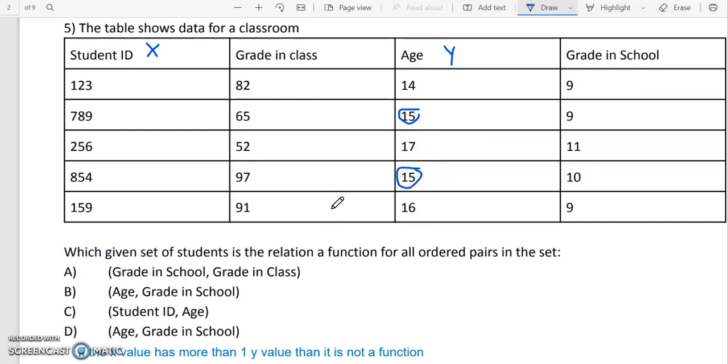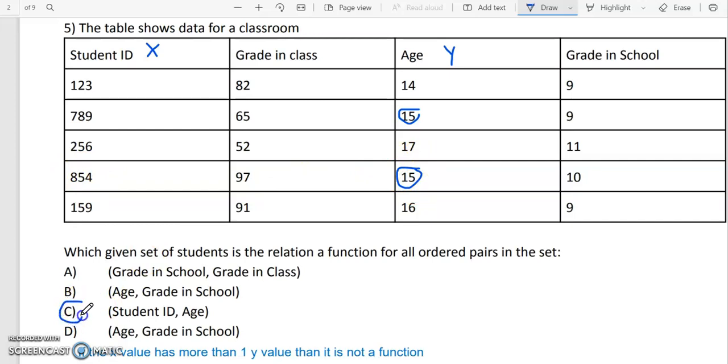Now, if for some reason I made the age my x values and the student IDs my y values, then I would end up having an x value paired with multiple y values, and then it would not represent a function. But since this is the x value, student ID, and I'm going to call this my y values, it's okay that my x value 789 has a y value of 15, and my x value 854 has a y value of 15.